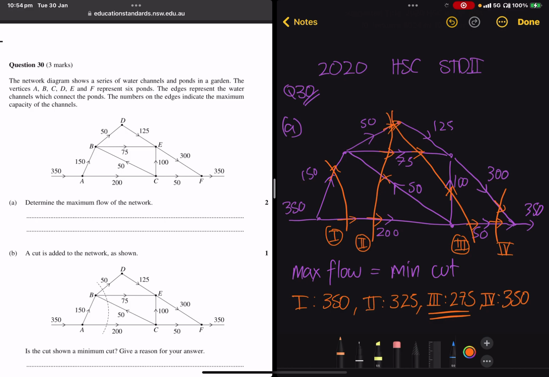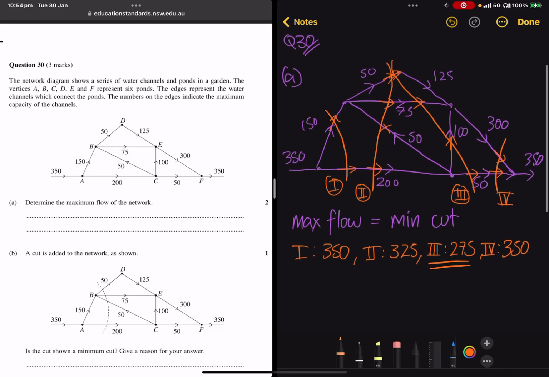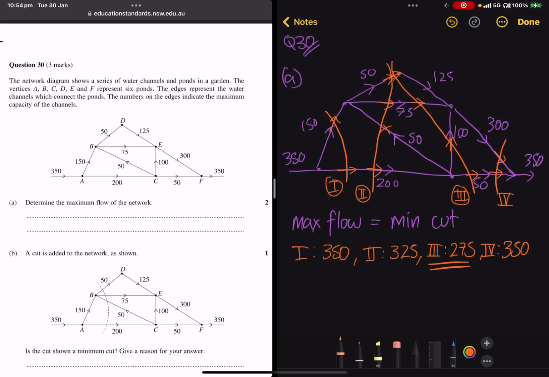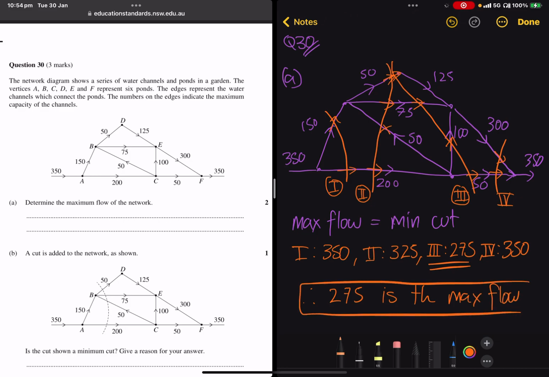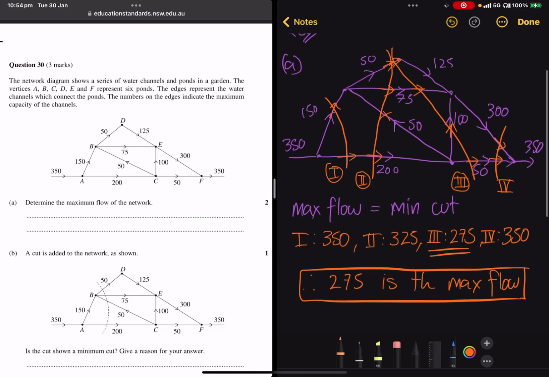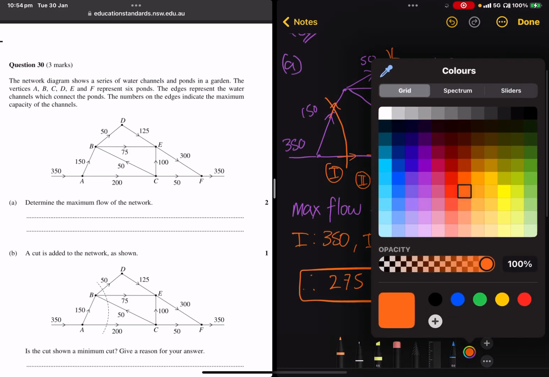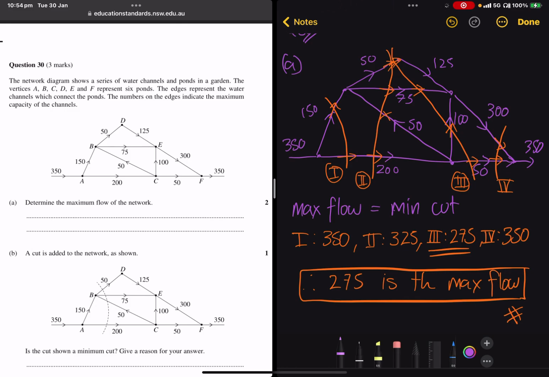And so this is likely to be the maximum flow. And in fact, this is the maximum flow. So of all of the cuts we could pick, this is the minimum cut. And therefore 275 is the maximum flow. Because this is a relatively simple diagram, you can just pick a few and try them. Right? So that's actually quite a good strategy in these types of questions because it's fairly fast.